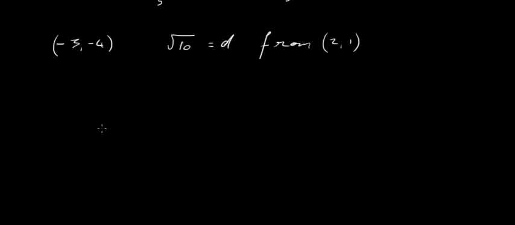So let's see. In this particular case, let's take minus 3, minus 4. This is a point. Now what we want to do is find the equations of lines that go through this point here that are a distance square root of 10 from another point, which is 2, 1. So in other words, we have this point, minus 3, minus 4 here, and we have our point 2, 1 somewhere.